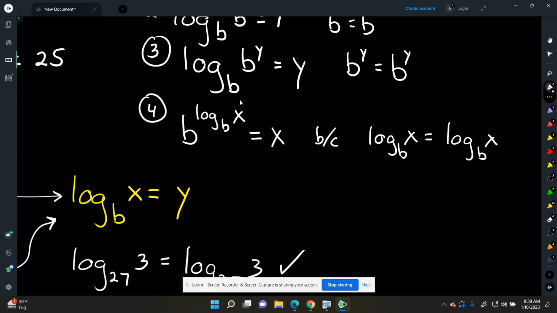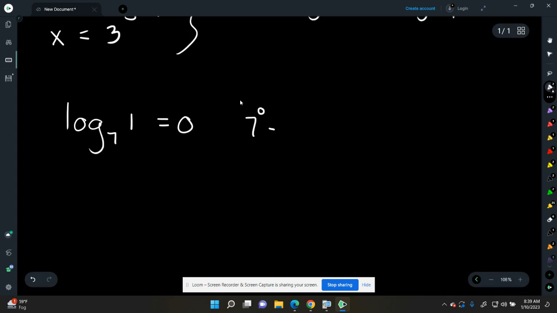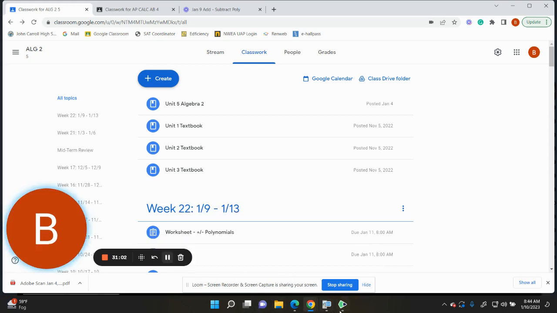So for instance, number 1 says log base 7 of 1. Do we know the answer to that? What is it? 0, right? But I don't want to just see the answer. I want to see your work. You're going to show your work by justifying it, because 7 to the 0 equals 1. There's your work or your justification. So I'm going to give you a few minutes to do this, and we should have time to go over it. And I'll give you your homework worksheet.